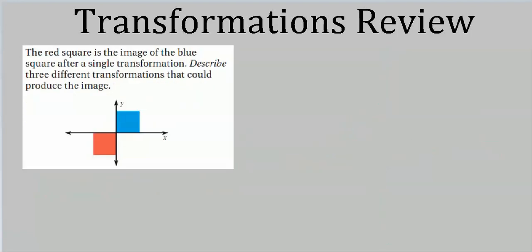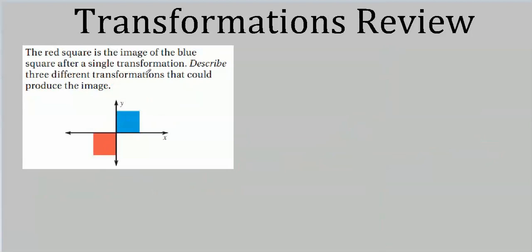The way this problem is worded confused me for a second, and I think what they mean is there is a transformation which takes the blue square into the red square. In other words, this lower one is the image of this upper one here. And what they're asking is, what could that transformation be?